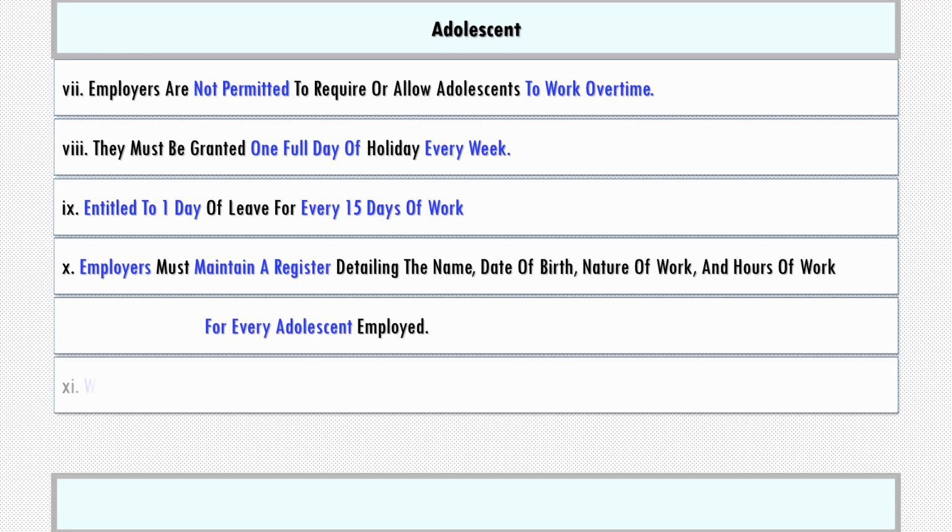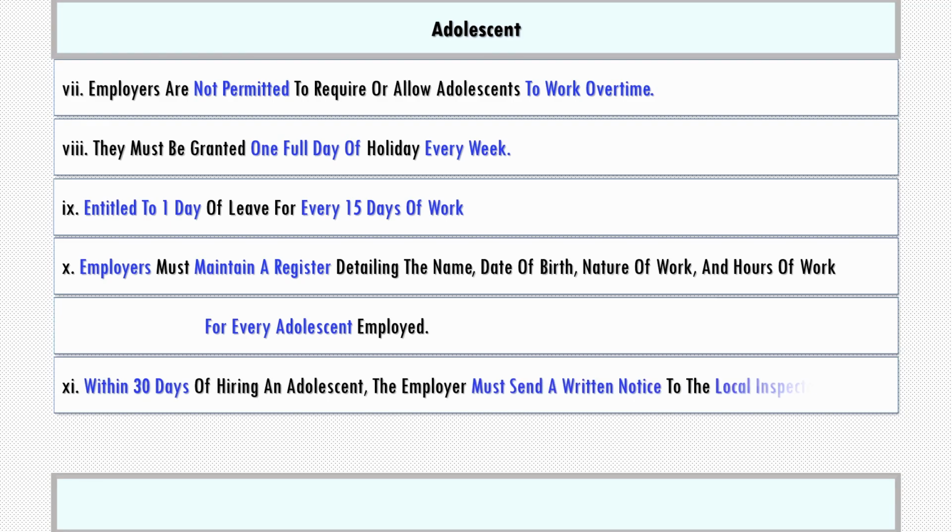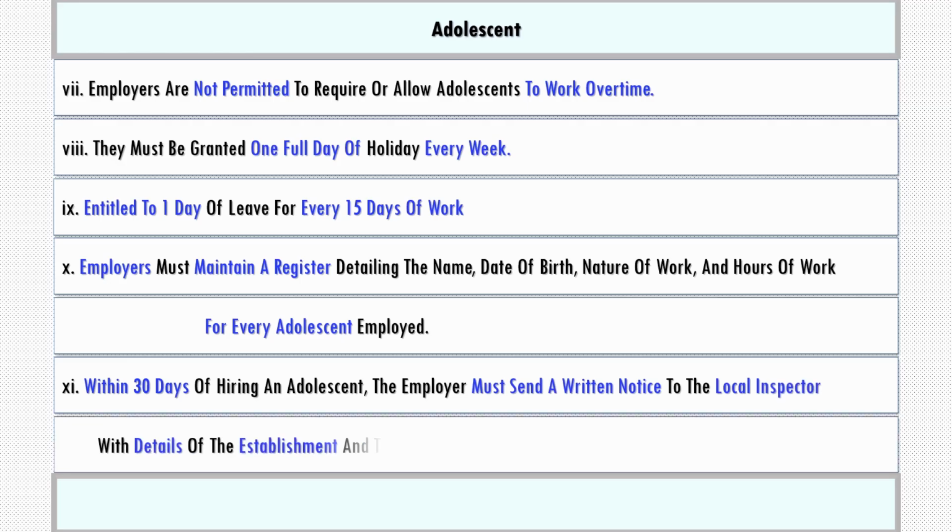Within 30 days of hiring an adolescent, the employer must send a written notice to the local inspector with details of the establishment and the nature of the work.